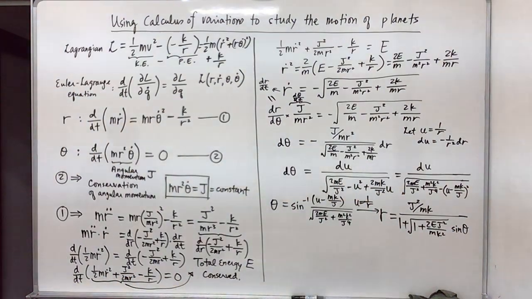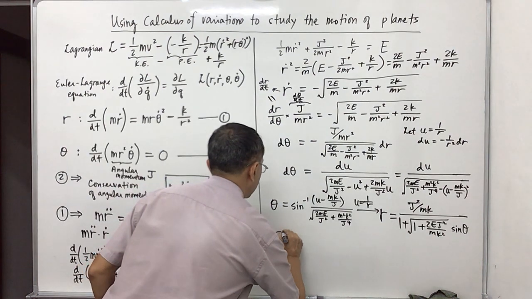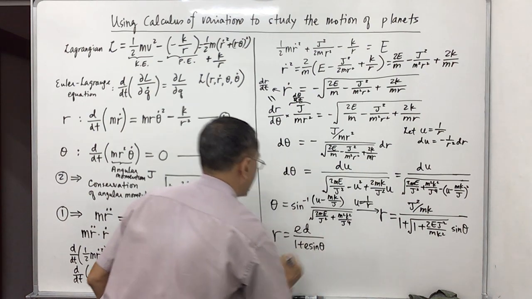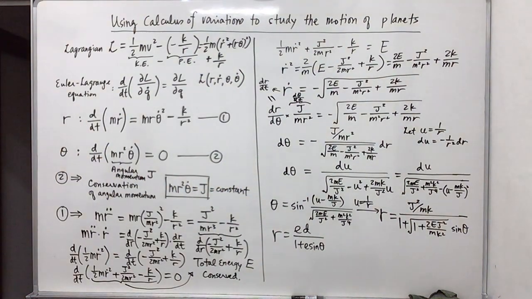Now, this is our relationship between r and theta. And this form, which relates r and theta, is a form where we see it in what we call conic sections. Conic sections means the study of parabola, hyperbola, circles, ellipse, right? So normally in conic sections, things are written this way, right? ED over 1 plus E sine theta, where E is that eccentricity, okay?